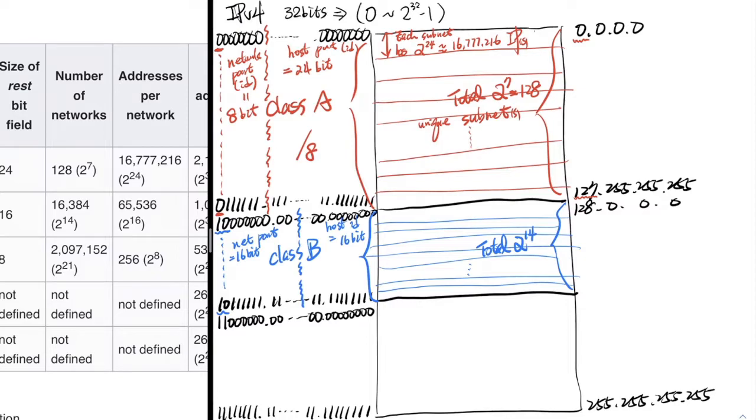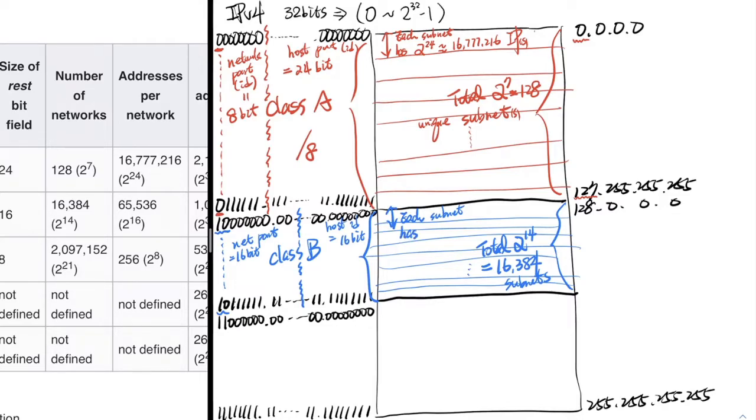Although we have 16 bits to represent the network part, only 14 bits are unique, can uniquely represent a number. So that is around 16,000 subnets. So there should be 16,000 blue blocks in the region of class B, and for each subnet in class B, let's take a look at the right hand side.